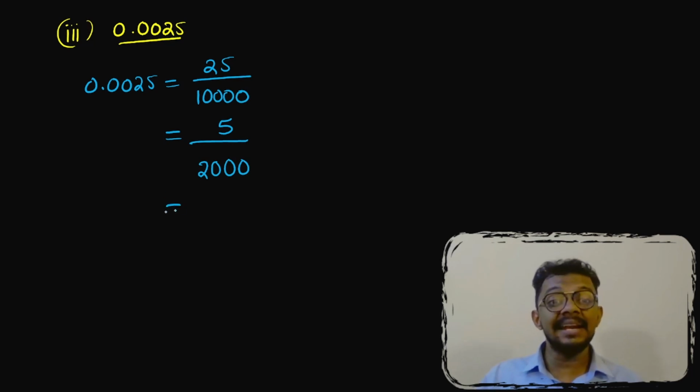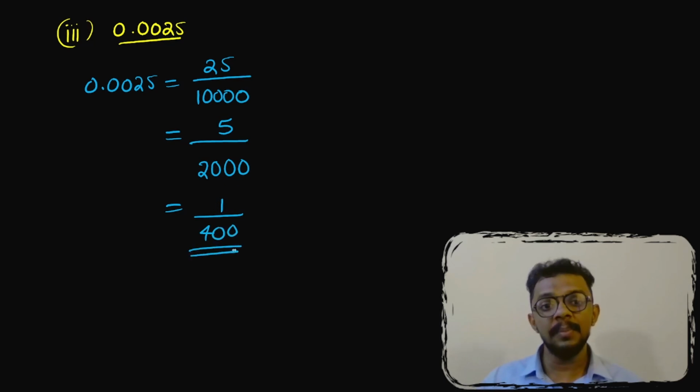Now this again I can reduce. 5 I can reduce by 5. 2,000 also I can divide by 5. 5 by 5, the answer is 1. 2,000 by 5. In 20, how many 5s are there? The answer is 4. In 0, how many 5s are there? 0. In 0, 0. 1 by 400 is the required answer.